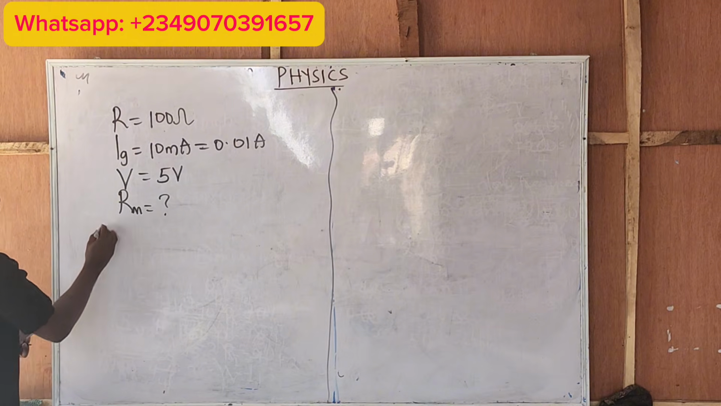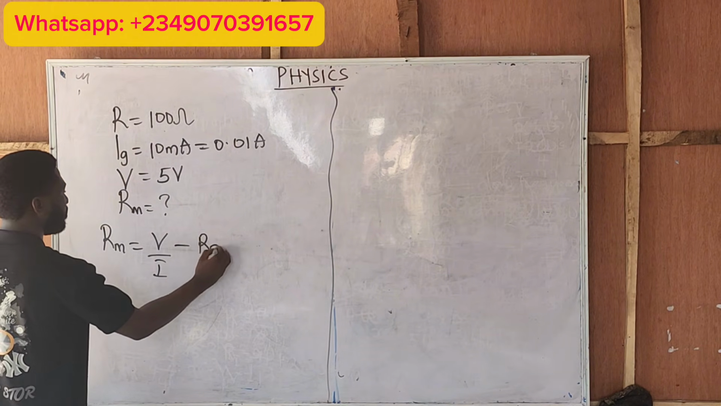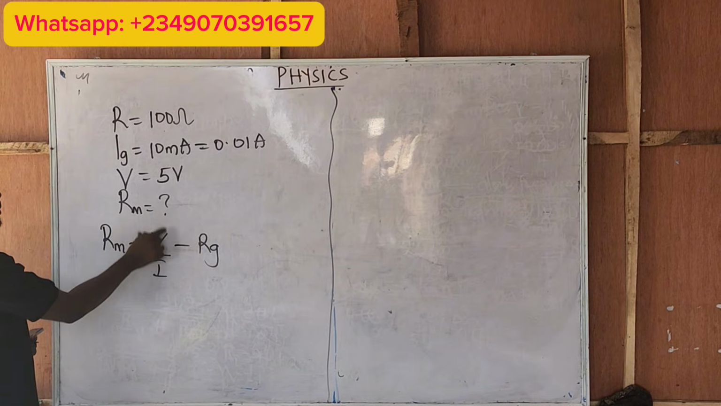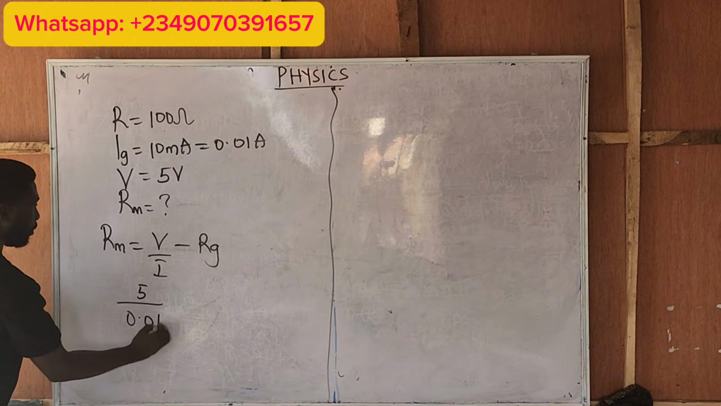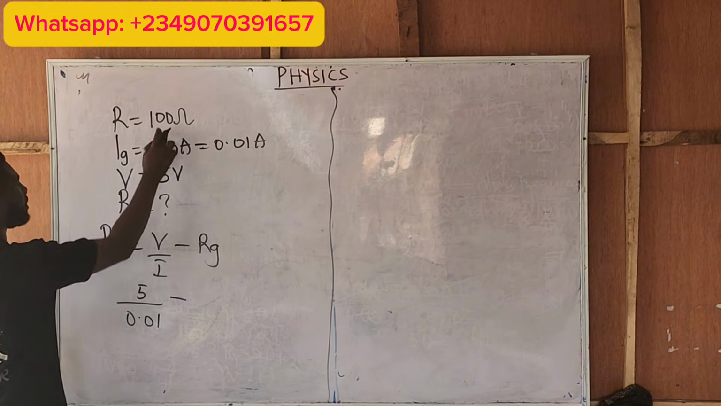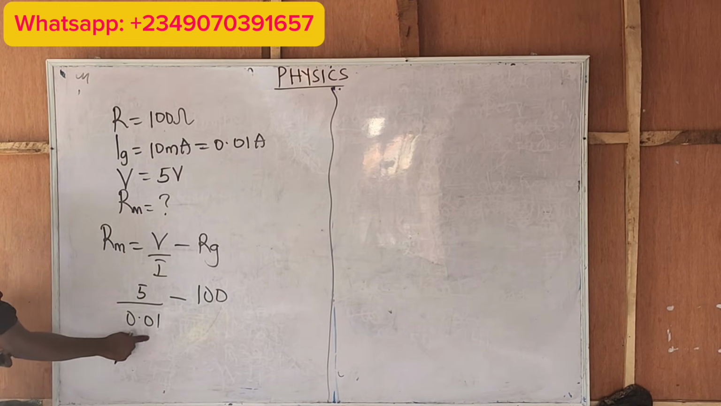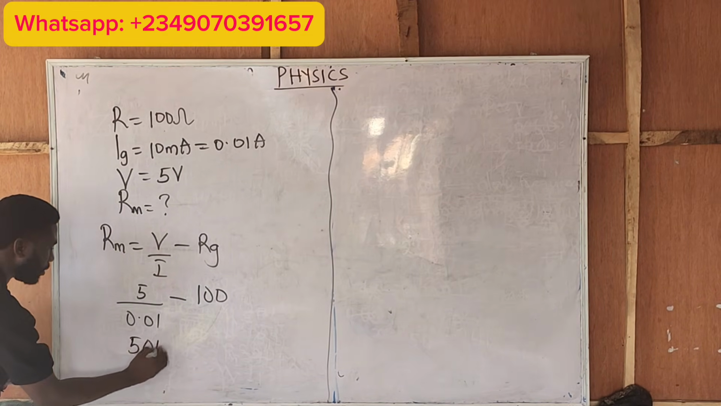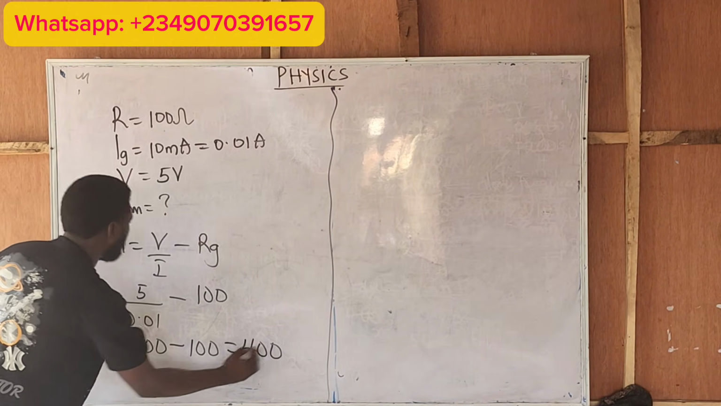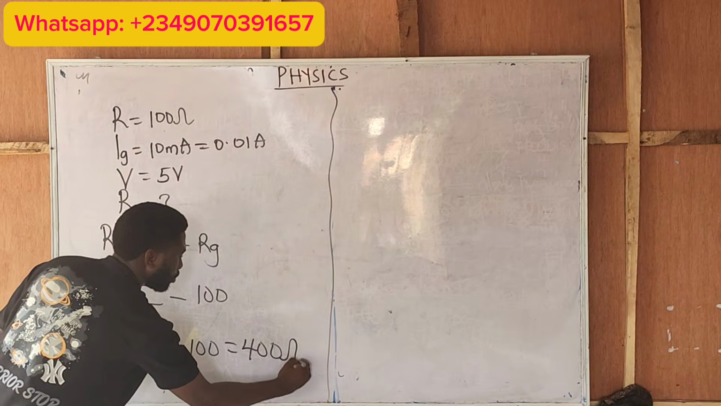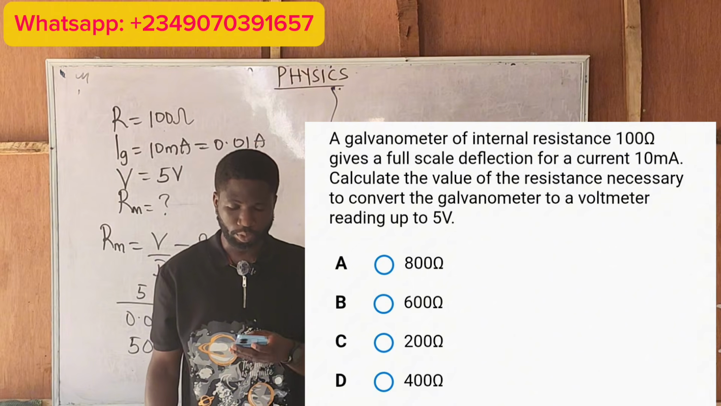So the formula says V over I minus RG. What is the value for V? That is 5. And that of the current is 0.01, minus that of the galvanometer, which is 100. So 5 divided by 0.01 will give us 500. Then minus 100, we are going to have 400. 400 what? 400 ohms. So the answer there is option D, which is 400 ohms.